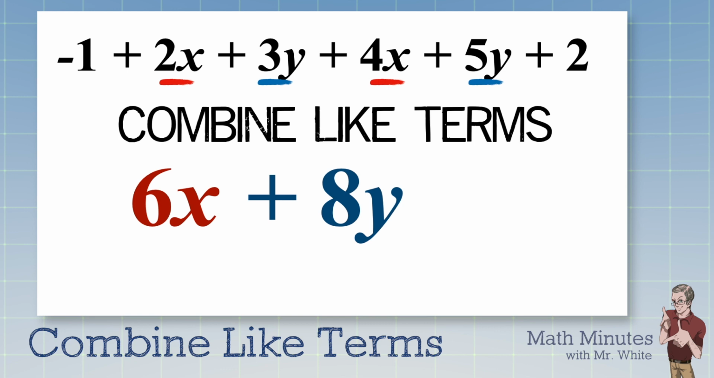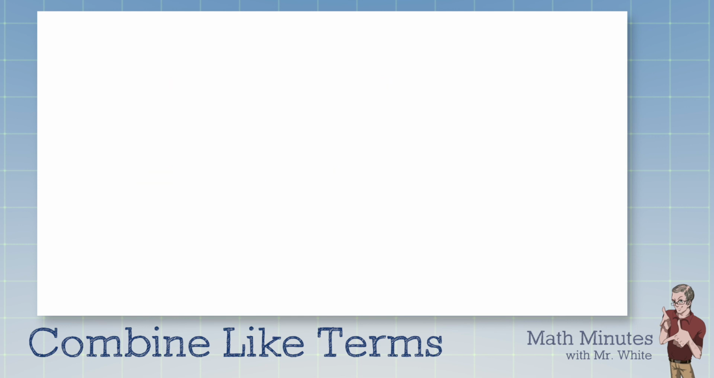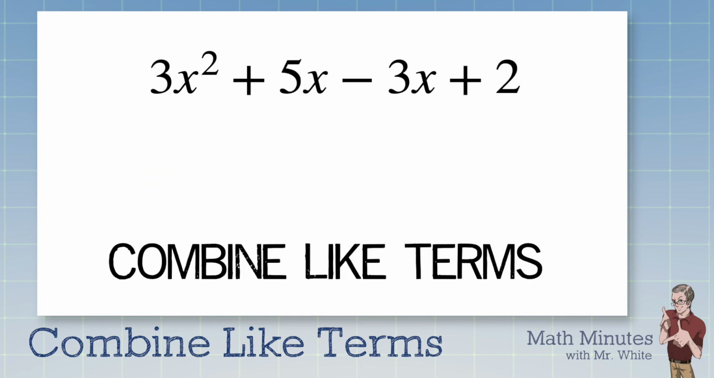You see some of your friends do that sometimes, right? But it's just 8y because it's 8 baskets. And then -1 plus 2 is +1. The positives win by 1. All right, so here's another example. 3x squared plus 5x minus 3x plus 2.